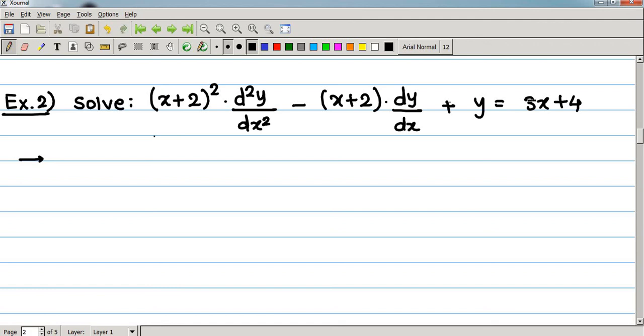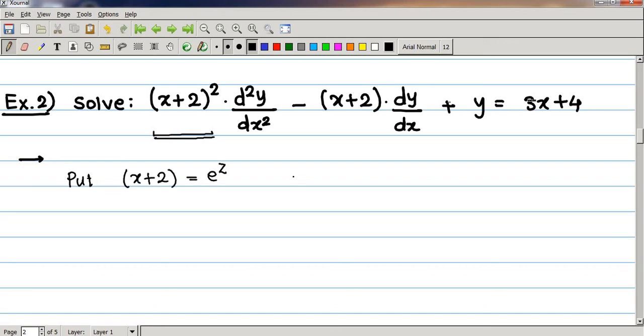Here the linear factor is x plus 2, which is the variable coefficient. Its power is 2 when the derivative is of order 2. The power of x plus 2 is 1 when the derivative is of order 1. So we substitute the variable coefficient x plus 2 is equal to e raised to z. This implies the value for z is equal to log of x plus 2, and from this function itself the value for x is equal to e raised to z minus 2.